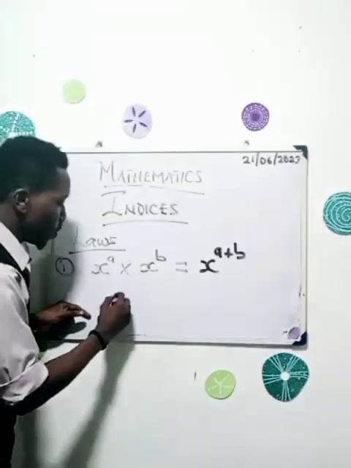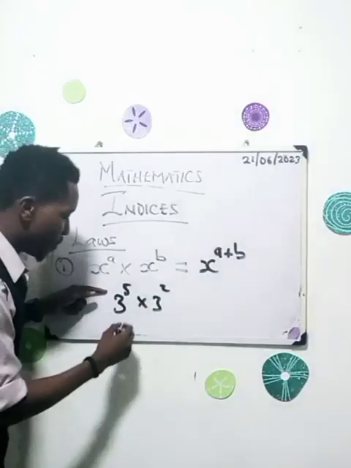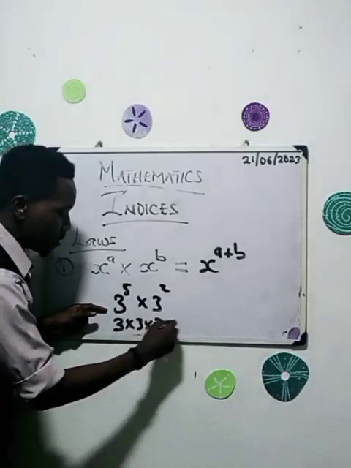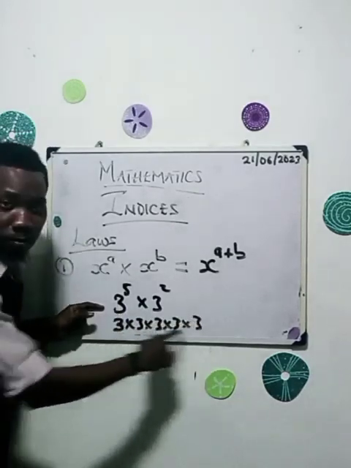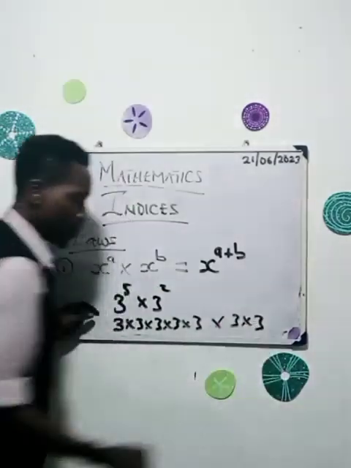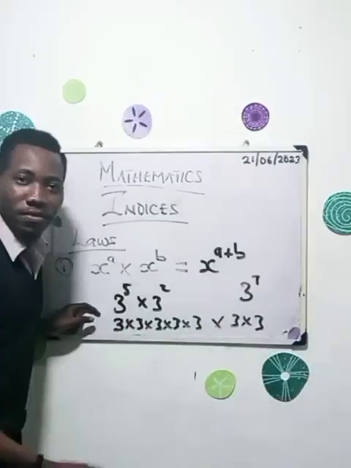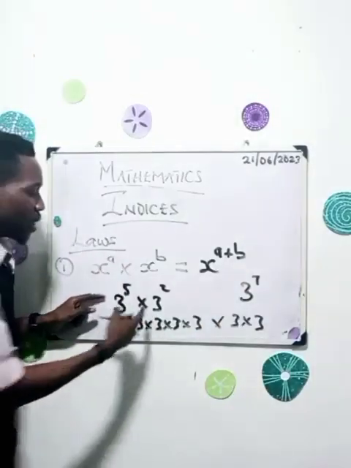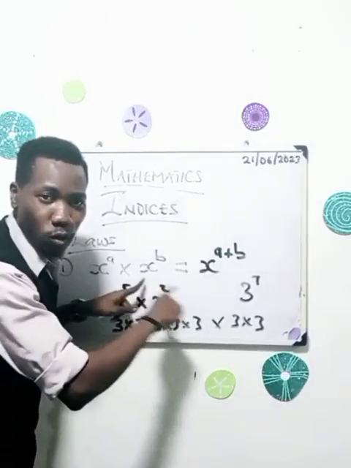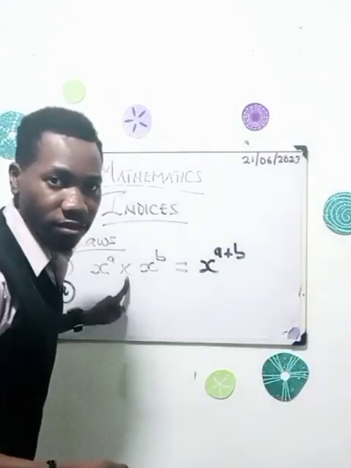Let me explain. So 3 raised to power 5 times 3 raised to power 2. 3 raised to power 5 is 3 times 3 times 3 times 3 times 3. Now, times 3 raised to power 2, which is 3 times 3. So we have 1, 2, 3, 4, 5, 6, 7. So that's 3 raised to power 7. So you see where the rule comes in: when you have two numbers multiplying each other with the same base, what you do is add their powers.